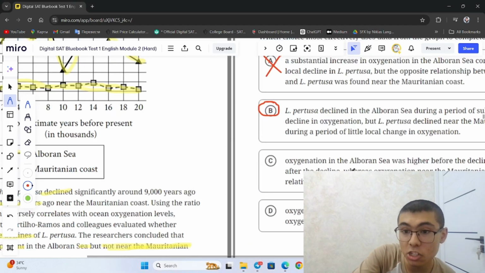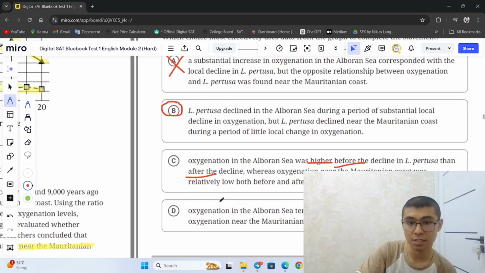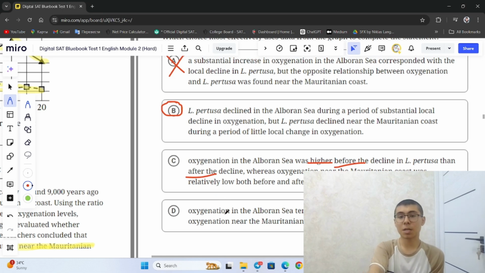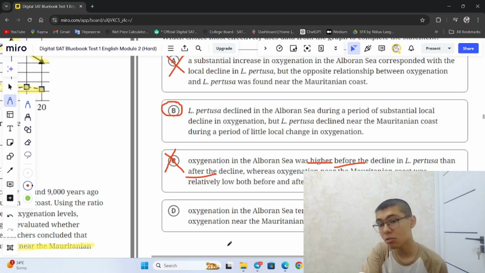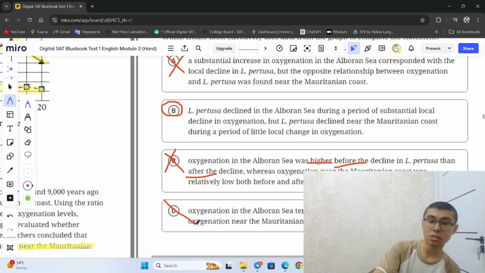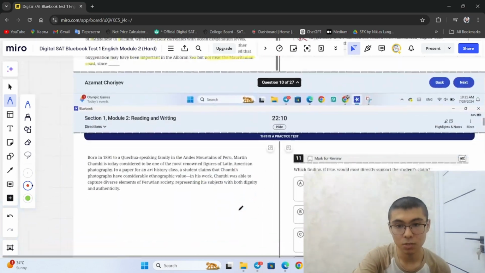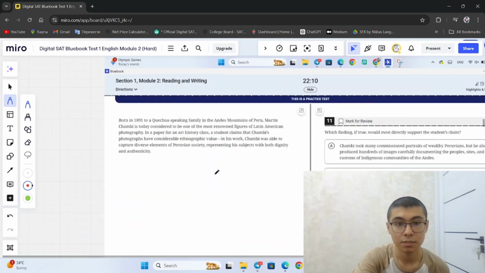So C, oxygenation in the Albertan Sea was higher before the decline than after the decline. Are we talking about before and after the decline? I'm not sure, so C is incorrect. D, oxygenation in the sea tended to be substantially higher than oxygenation near the coast. We are not comparing these oxygenations, so D is incorrect. Let's move on to question number 11.